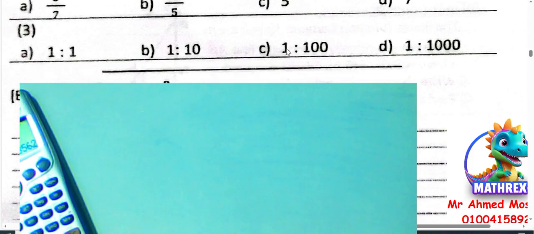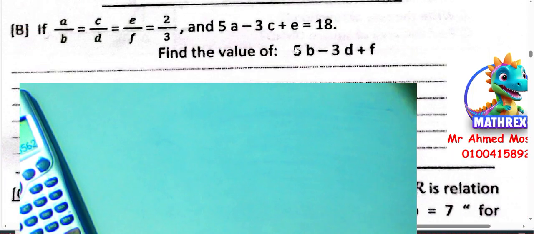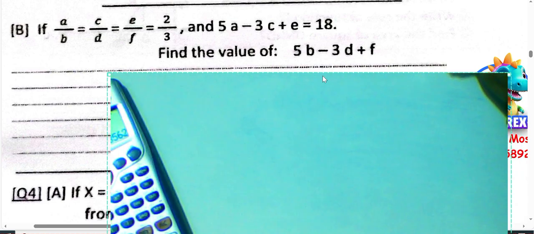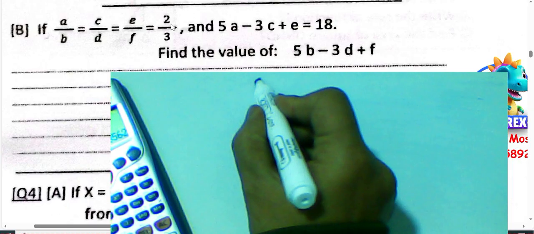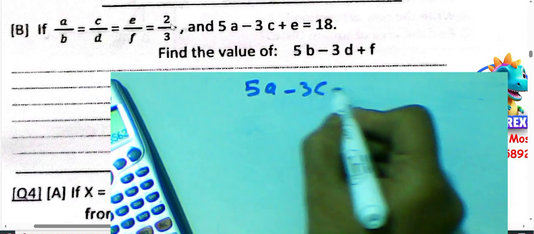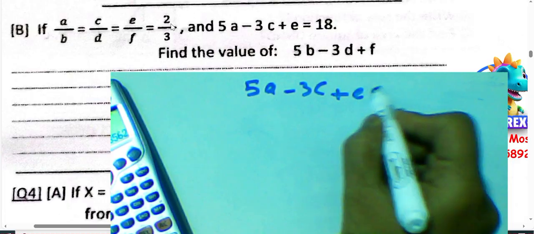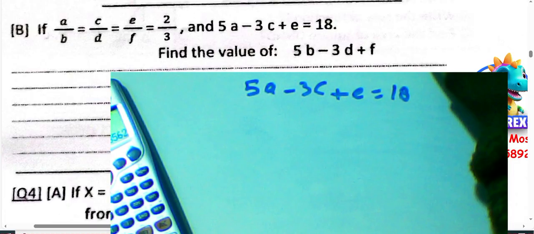Okay, we have the question here. Question letter B. Find the value of 5B minus 3D plus F. Give me this information: A over B equals C over D equal E over F equal 2 over 3. Okay. We can find the result about this example by writing the value A equal B product by 2 over 3. Okay. He give me 5A, look at here, 5A subtract by 3C plus E equal 18. From the equation here, we can write A equal B times 2 over 3.